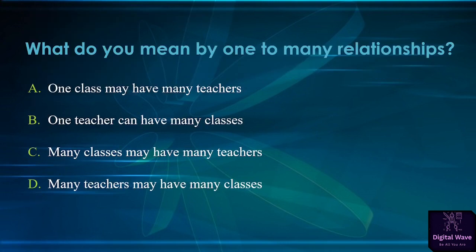Now, next question is, what do you mean by one-to-many relationship? So, options available here. One class may have many teachers, one teacher can have many classes, many classes may have many teachers, many teachers may have many classes. So, the right answer will be B. One teacher can have many classes. We can understand a one-to-many relationship as a teacher who may have more than one class to attend.